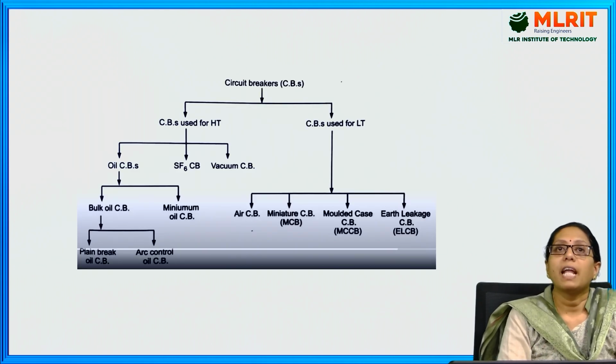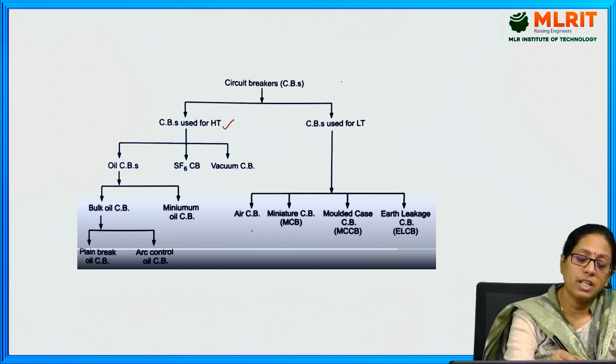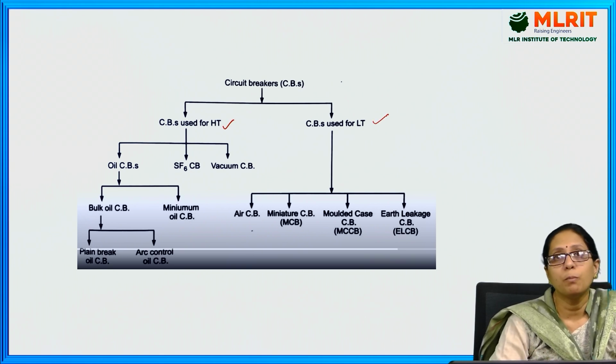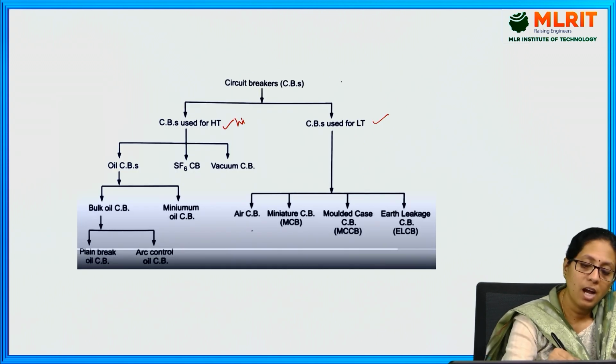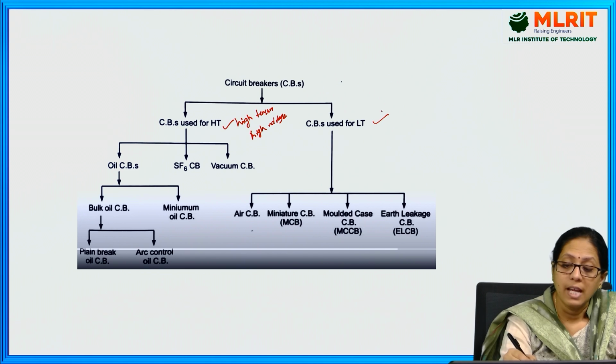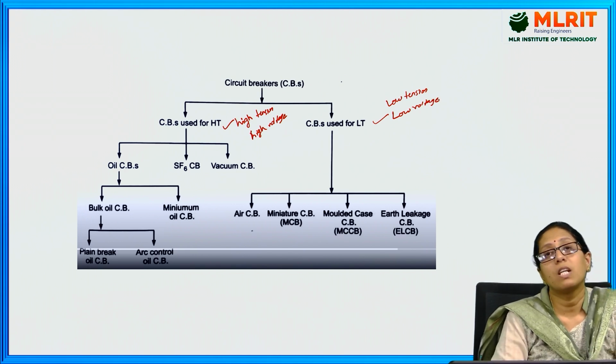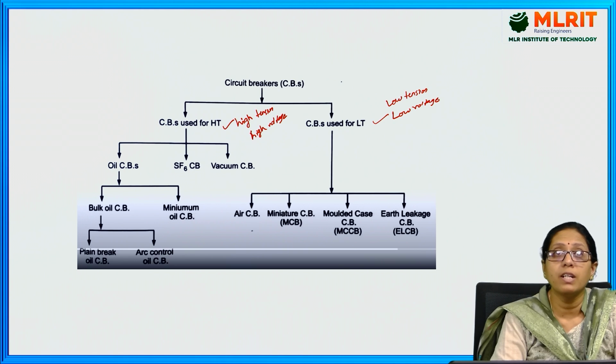Here there are different types of circuit breakers. These circuit breakers can be used for HT connection as well as LT connection both. HT connection means high tension connection, that is for high voltage levels. LT means low tension, that means low voltage levels. So for high voltage levels as well as for low voltage levels, you will be having different CBs.